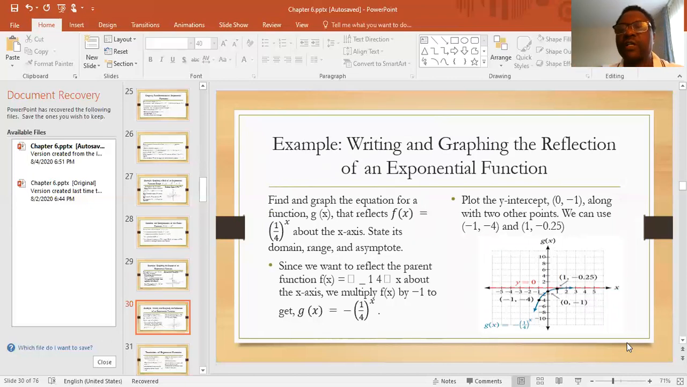We can also do a transformation by a reflection. So find the graph of the equation of the function g of x that reflects f of x equals a quarter raised to power x about the x-axis. State its domain, range, and asymptote.